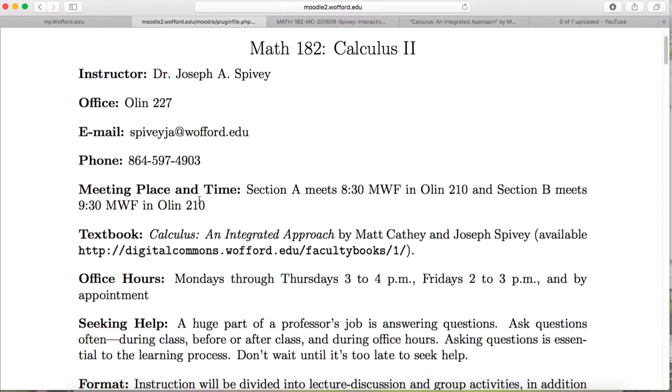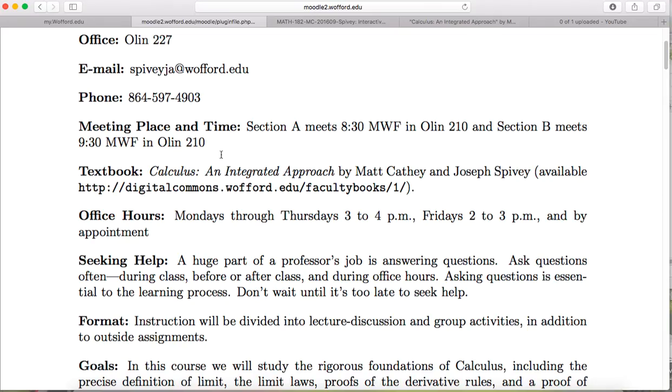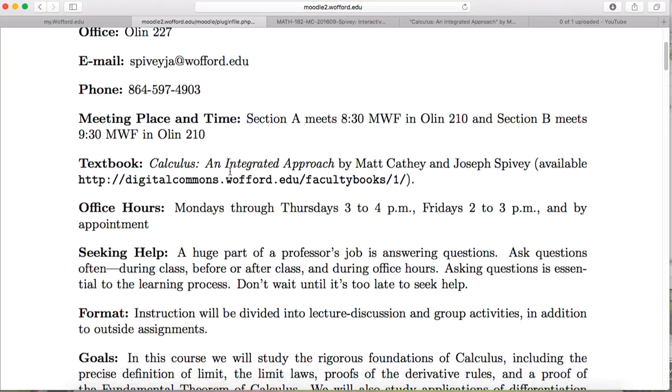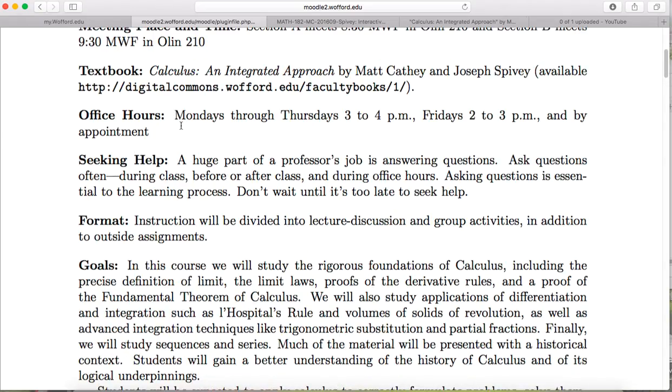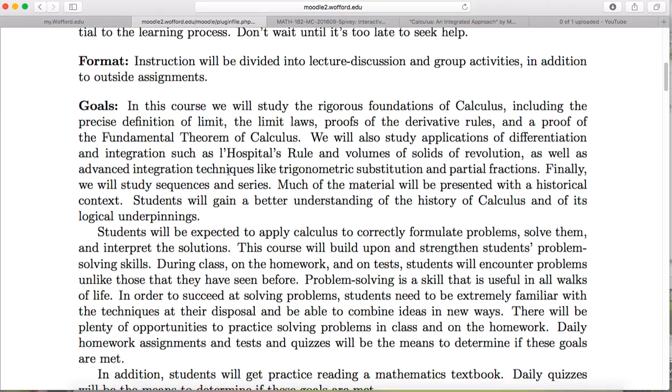You know probably when the class meets. There's my information in case you need it. There's our textbook and a link to our textbook. Here's office hours. We already talked about that on Moodle. I'm going to talk a little bit about the goals of the course. So in this course, we're going to start by studying the rigorous foundations of calculus. Here are some of the other topics that we'll talk about. You can read more about those on your own.